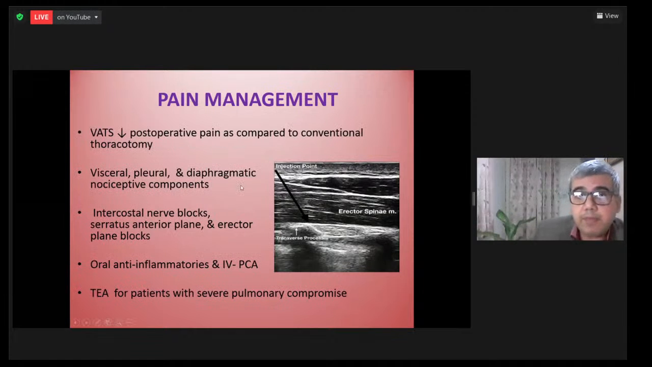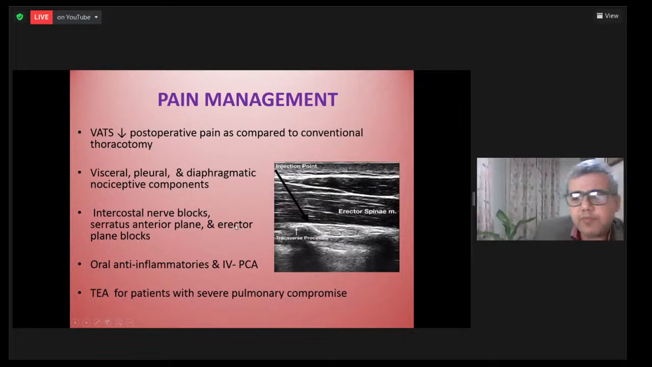Last but not least, pain management. Obviously, when patients undergo VAT surgery, the incidence of pain is less as compared to an open surgery. But still, the pain can be managed using either intercostal nerve blocks or the serratus anterior block, and with the advent of ultrasound, these two nerve blocks, the serratus anterior plane block and the erector spinae plane block, have become quite popular. Basically, the erector spinae plane block is just an extension of your paravertebral blocks, and it does give good pain relief in VAT surgery. And it's an upcoming topic for more research.